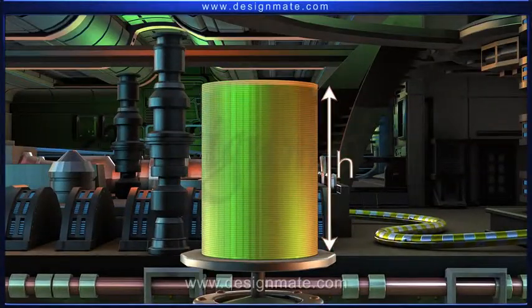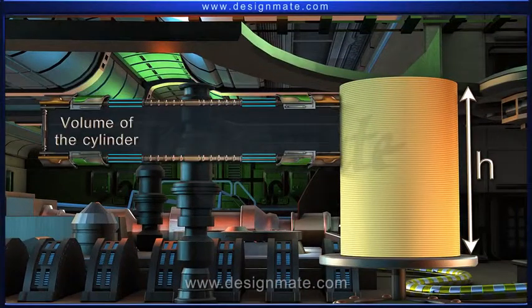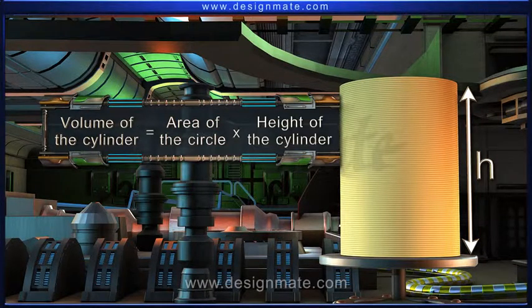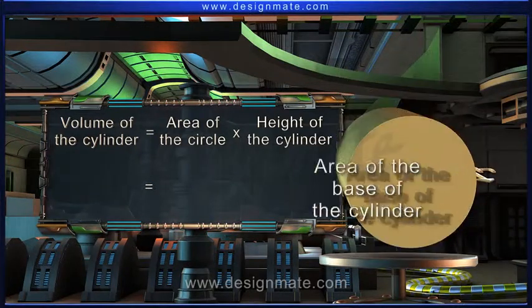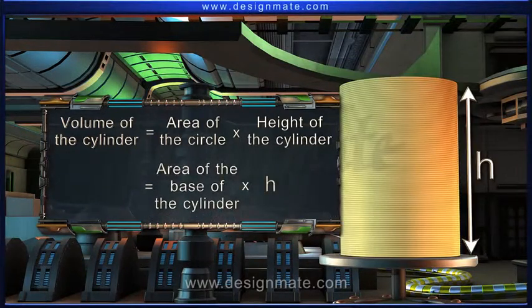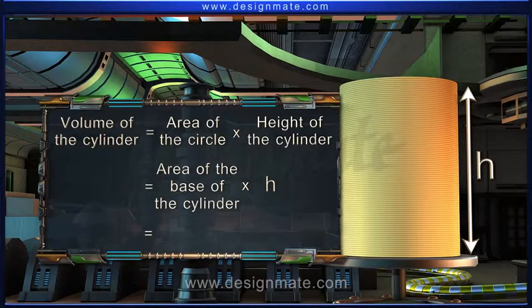height of the cylinder. Thus, the volume of the cylinder is equal to area of the circle times height of the cylinder, which is equal to area of the base of the cylinder times height of the cylinder, which is equal to pi r square h cubic units.